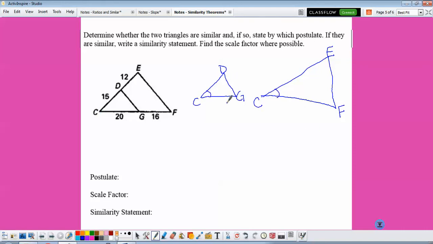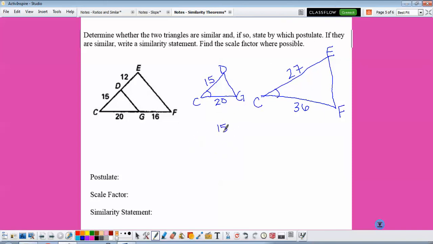Now let's figure out the lengths of these sides. CD was 15, CG was 20, C to E was 15 plus 12, so this side's 27. And C to F would be 20 plus 16, which is 36. So we need to check and see if the sides are proportional.